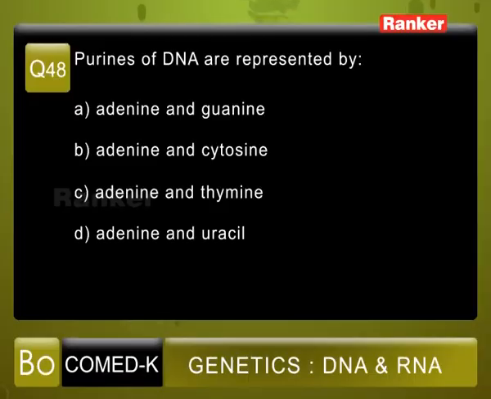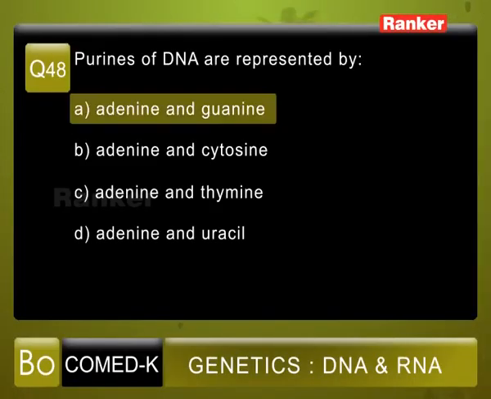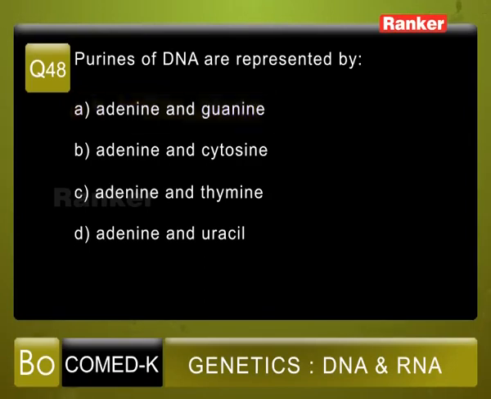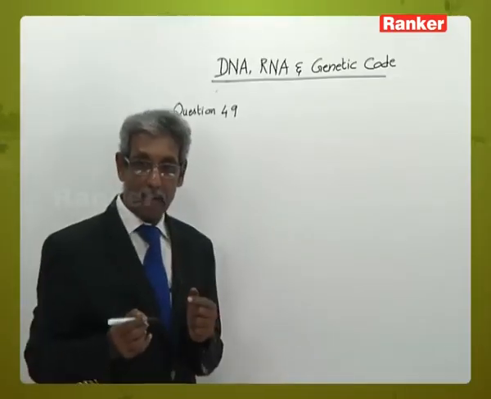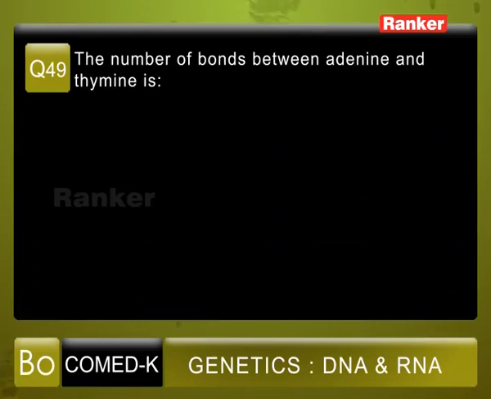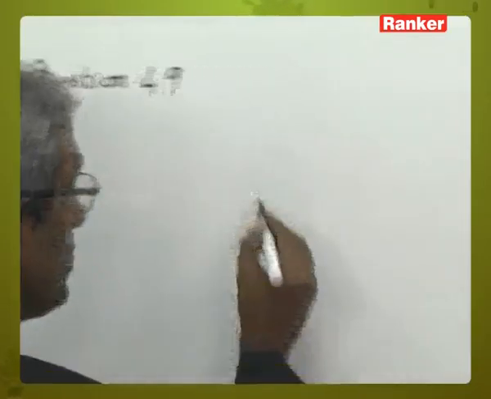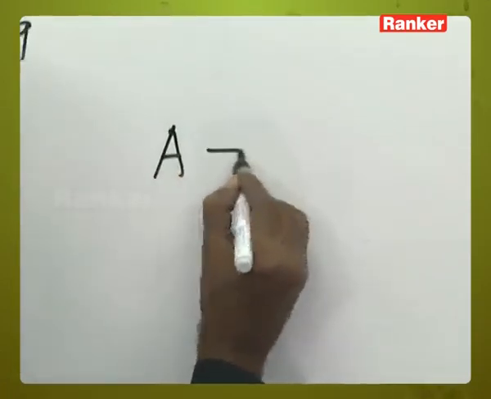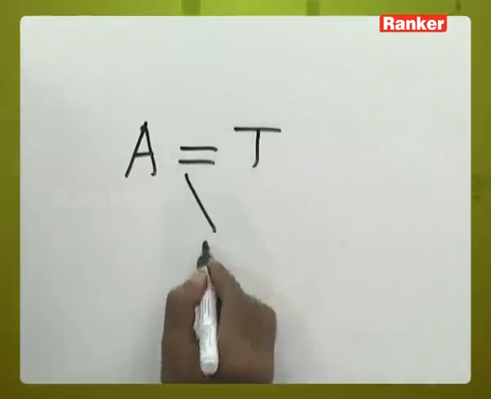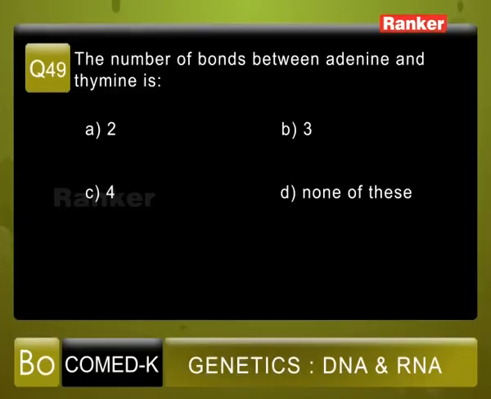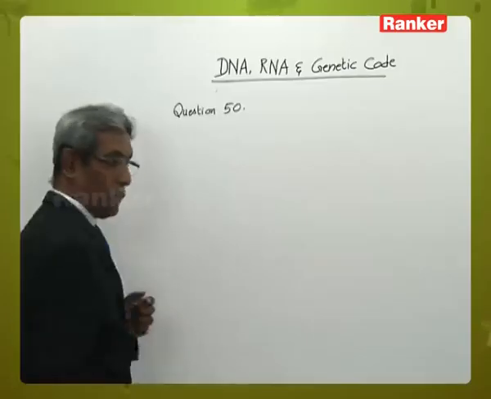Adenine and guanine, hence the answer is A. This is a direct statement. Question number 49 asks, the number of hydrogen bonds between adenine and thymine, AT. AT is always by 2 hydrogen bonds. So the number here is 2. Hence the answer is A. Answer is A. Question number 50.